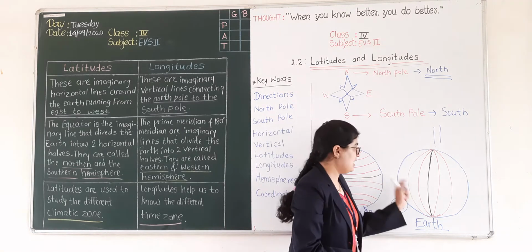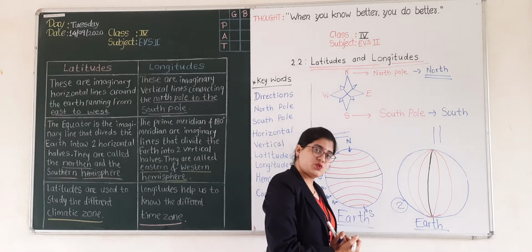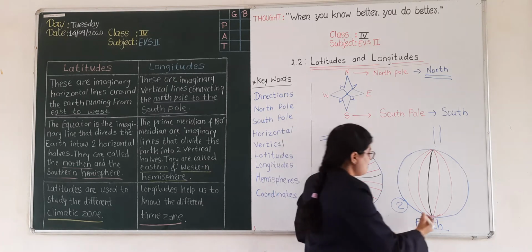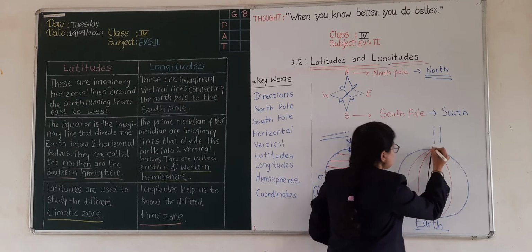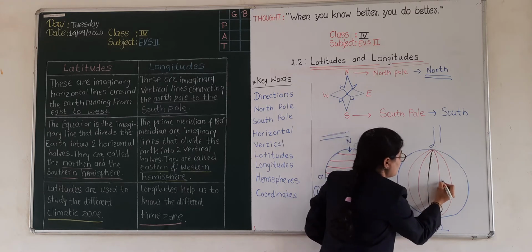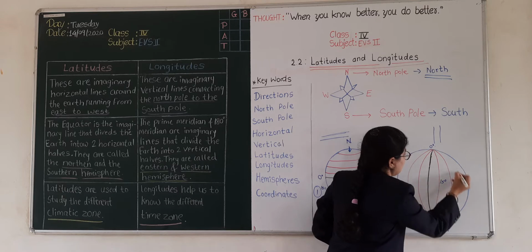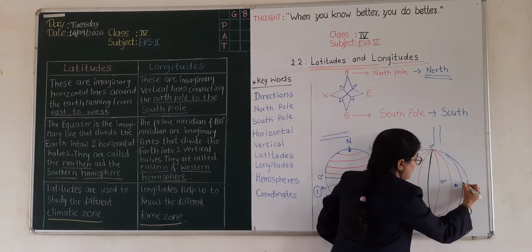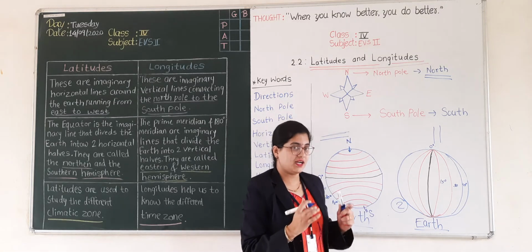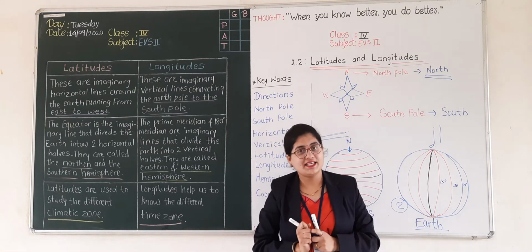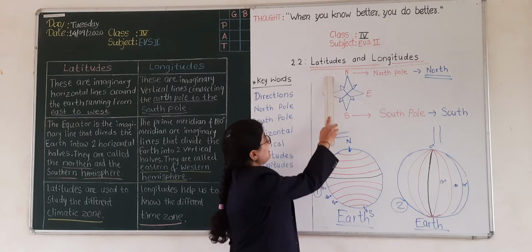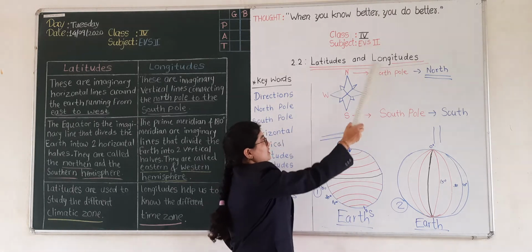In the same way, longitudes are also having equal distance among them. So first one is of 0 degree. Here also we can do 15 degree, 30 degree. Then here if I have drawn more, then it will be 45 degree and so on. Understood? Now let us read the difference between latitudes and longitudes.